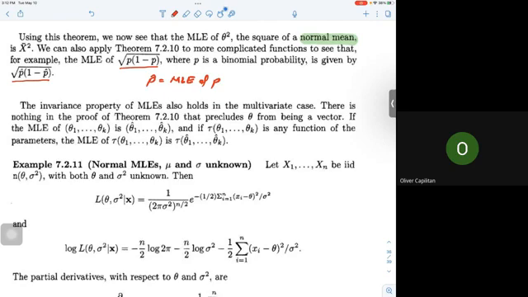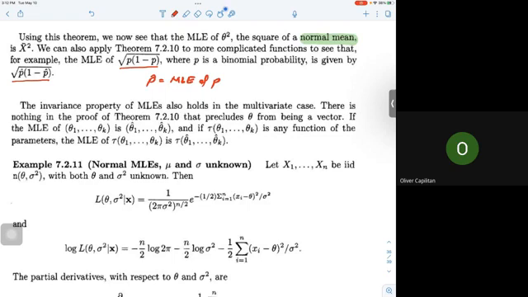So if we're going to consider a function of the parameters, which is tau of theta sub 1 up to theta sub k, then the maximum likelihood estimator of the function of our parameters is the function of the maximum likelihood estimators, tau of theta sub 1 hat up to theta sub k hat.